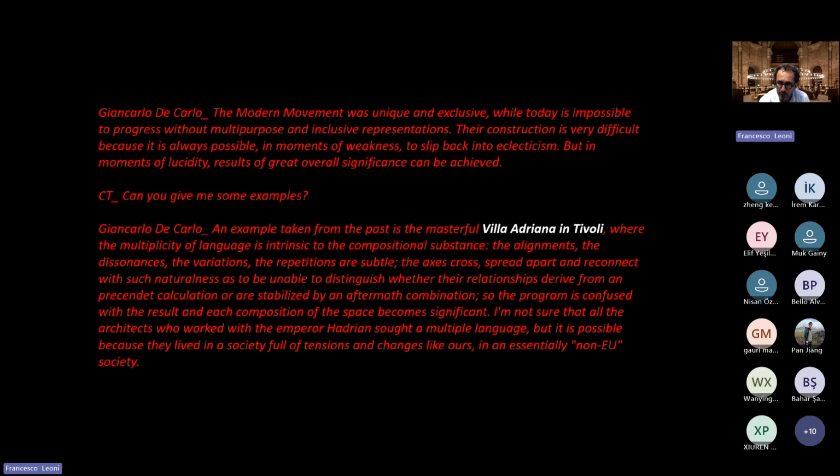I'm not sure that all of the architects who worked with the Emperor Hadrian sought a multiple language, but it is possible because they lived in a society full of tension and changes like ours, in an essentially non-EU society. So this paragon between the 2nd century and our days is pretty amazing.